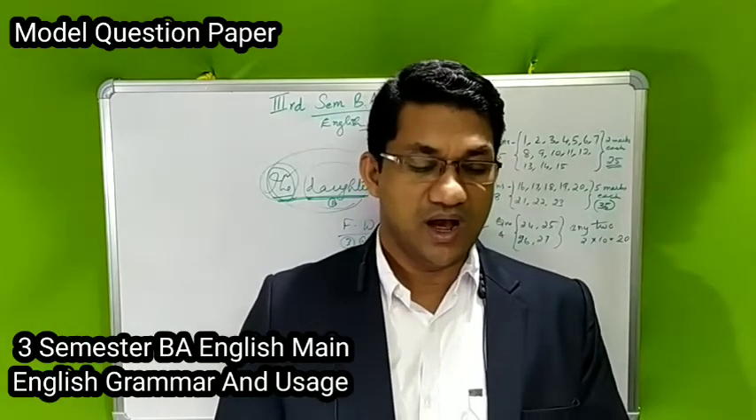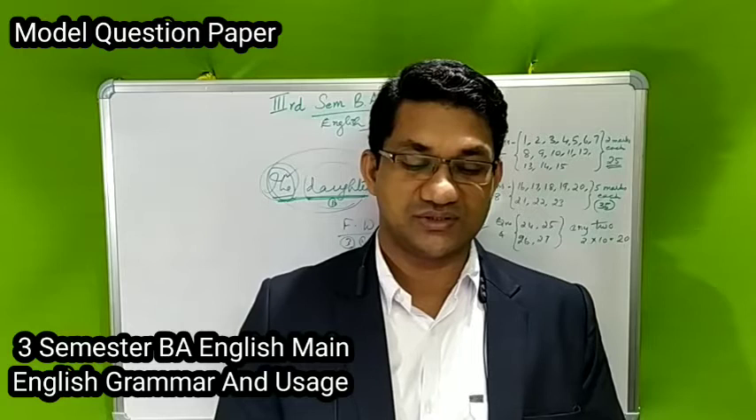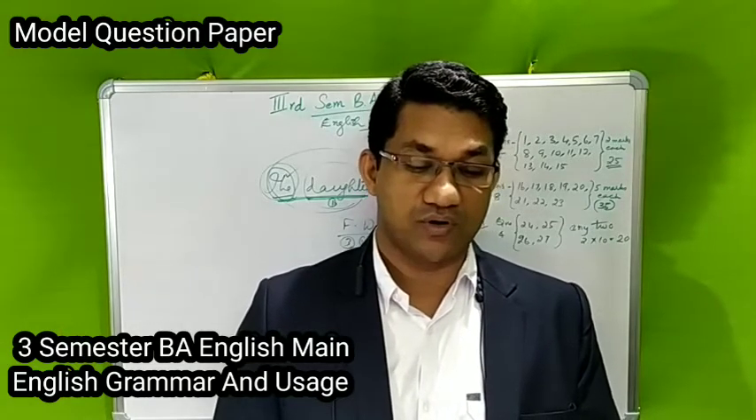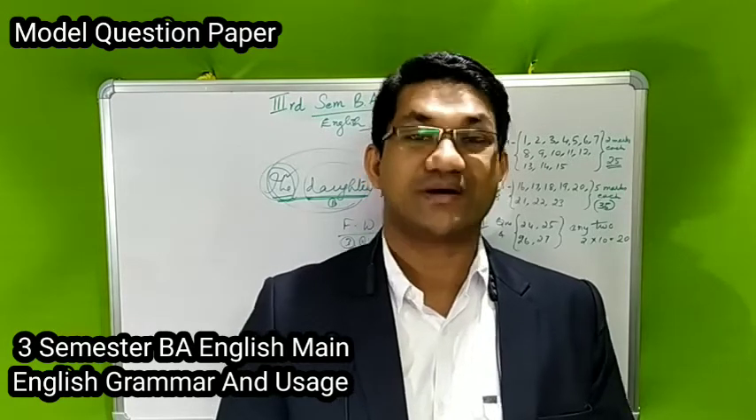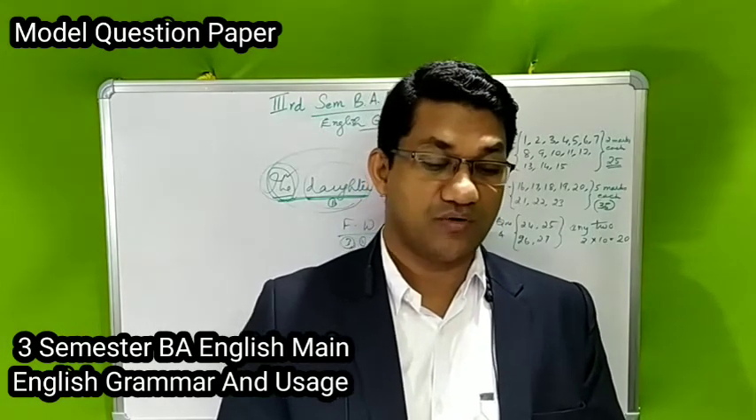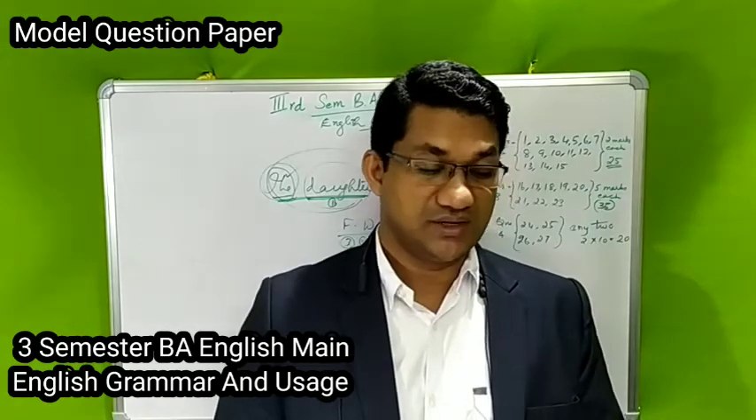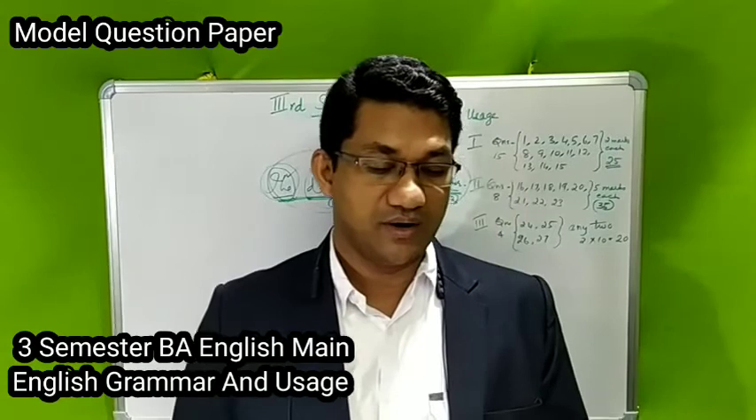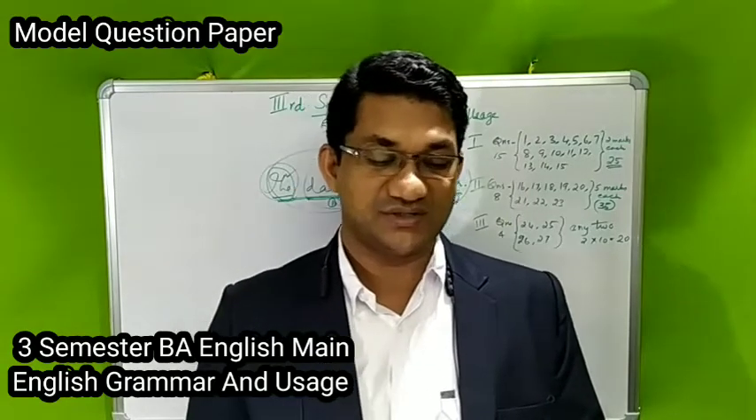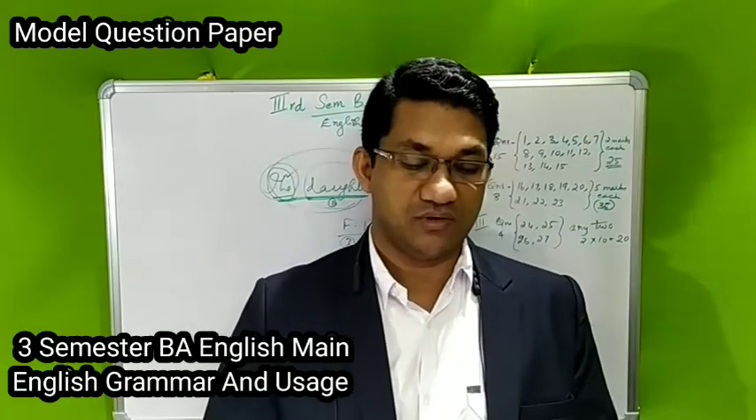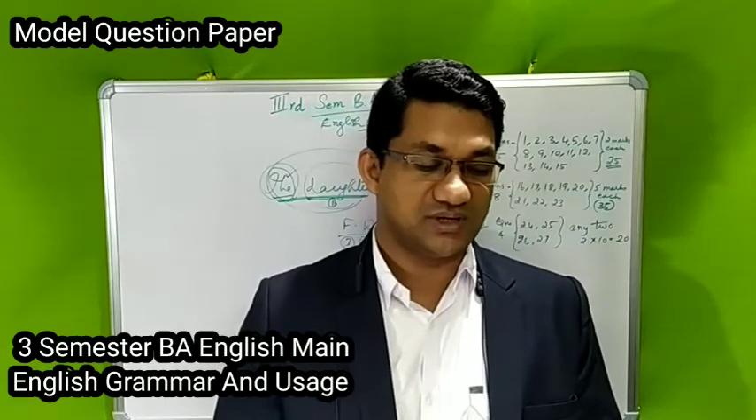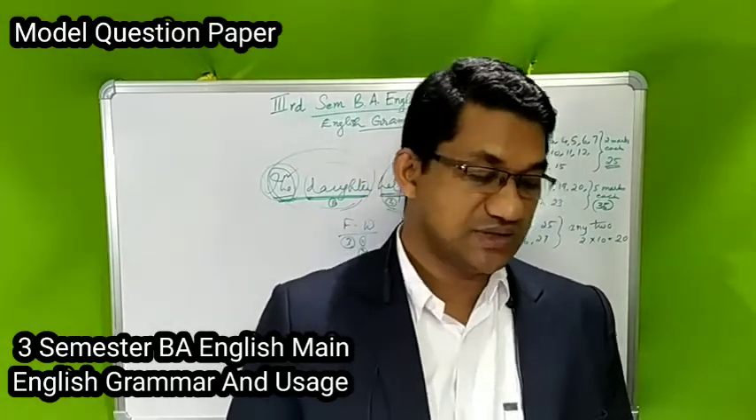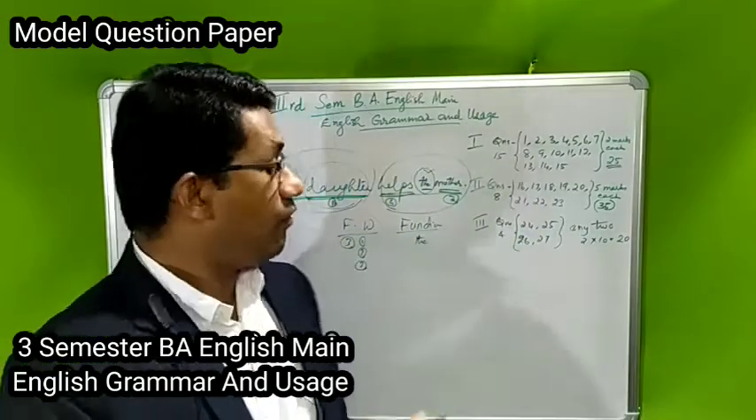Now the third question. Identify the coordinating conjunctions in the following sentence. Most people do not walk to work. Instead, they drive or take the train. So here we have to find out the coordinating conjunction. The coordinating conjunction is or.